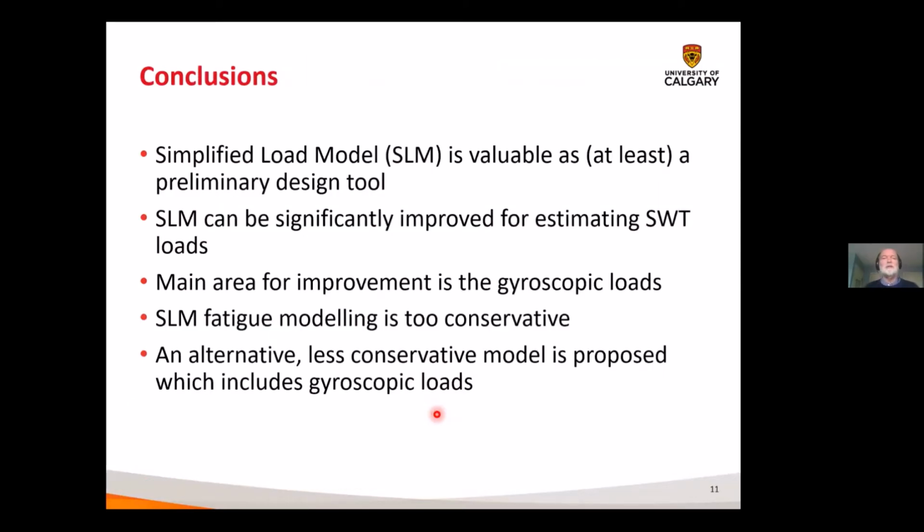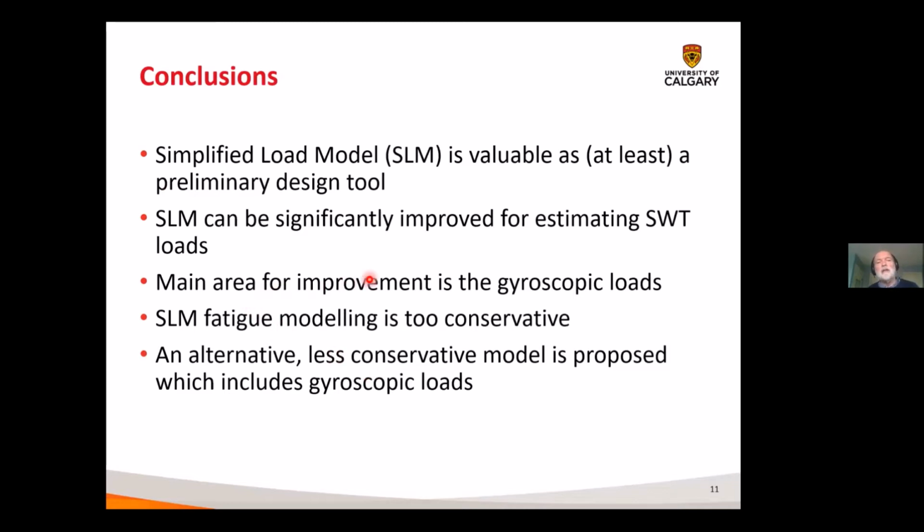So the conclusions are that the simplified load model is a valuable tool, at least for preliminary design of small wind turbines. It can be significantly improved for estimating small wind turbine loads, and if those issues of excessively high safety factors, incorrect equations, and overestimation of the fatigue loads are dealt with, I think it would be made a much, much more valuable tool for small wind turbines.